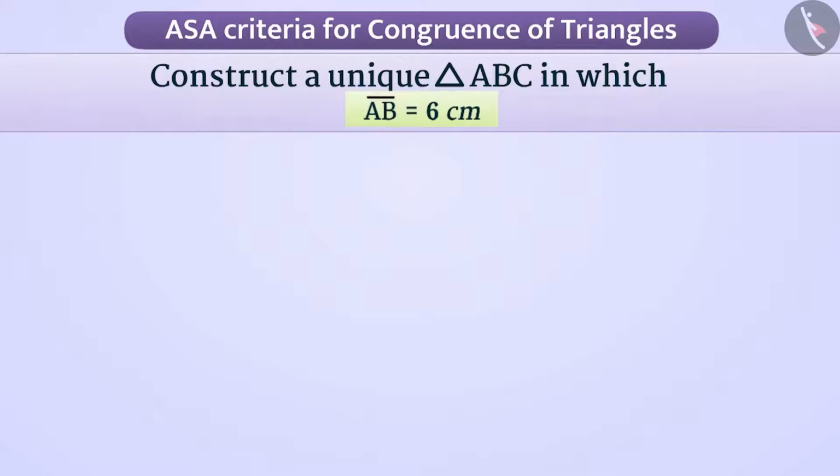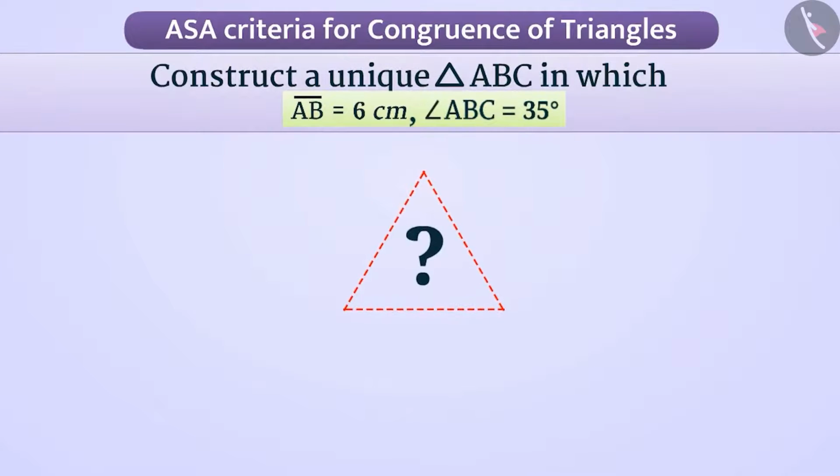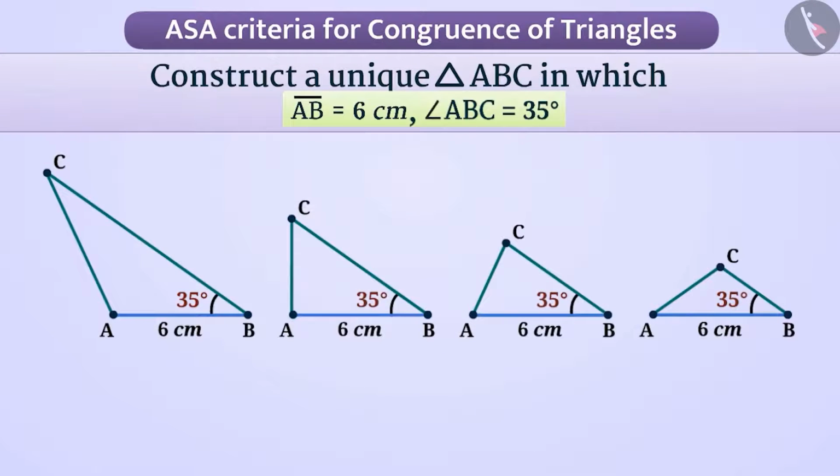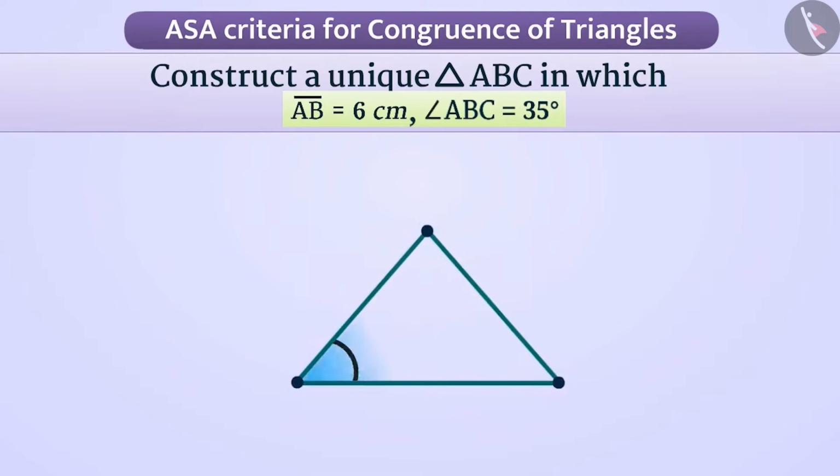Consider this. If you're given the length of side AB as 6 cm and the measure of angle ABC as 35 degrees, will you now be able to produce a unique triangle? Think for a while. Let me explain. In this case also, we can draw any number of triangles ABC, but again, we will not be able to produce a unique triangle. Now, if we know the measurement of two angles and the length of the side included between them, then we can definitely produce a unique triangle.